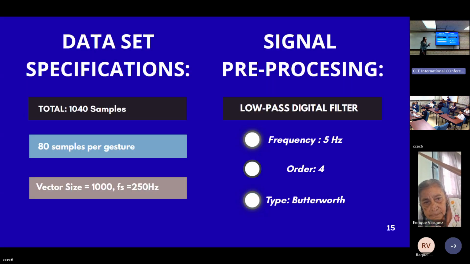Here we can see the specifications for the final data set we achieved. We had a total of 80 samples per gesture, so 1,040 samples in the data set. And we decided to do a sampling frequency of 250 Hertz, which gave us a vector size of 1,000. After we had our data set completed, we then had to filter it because we noticed that we had some high frequency noise in the signal. We decided to go with a low pass digital filter, in our case, one that was for 5 Hertz, and we went with a 4th order Butterworth filter.